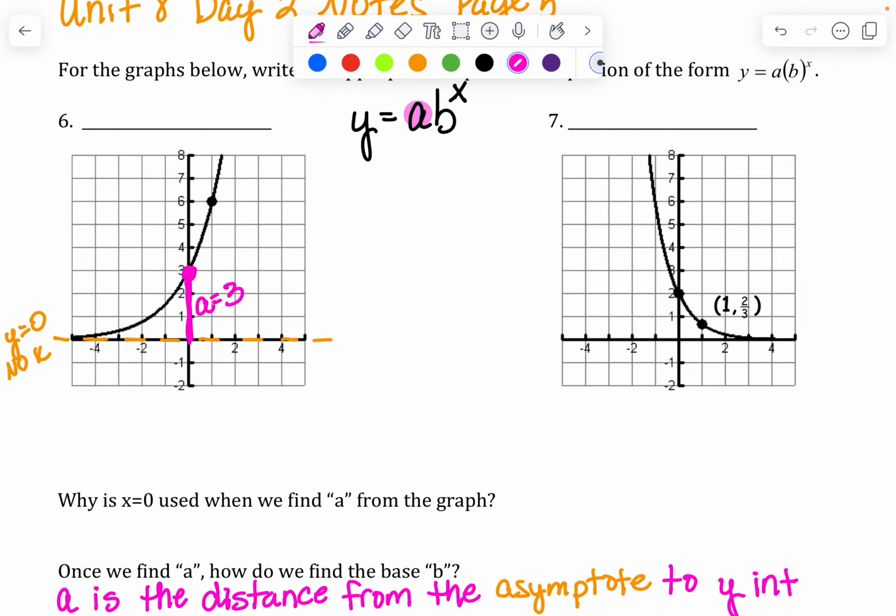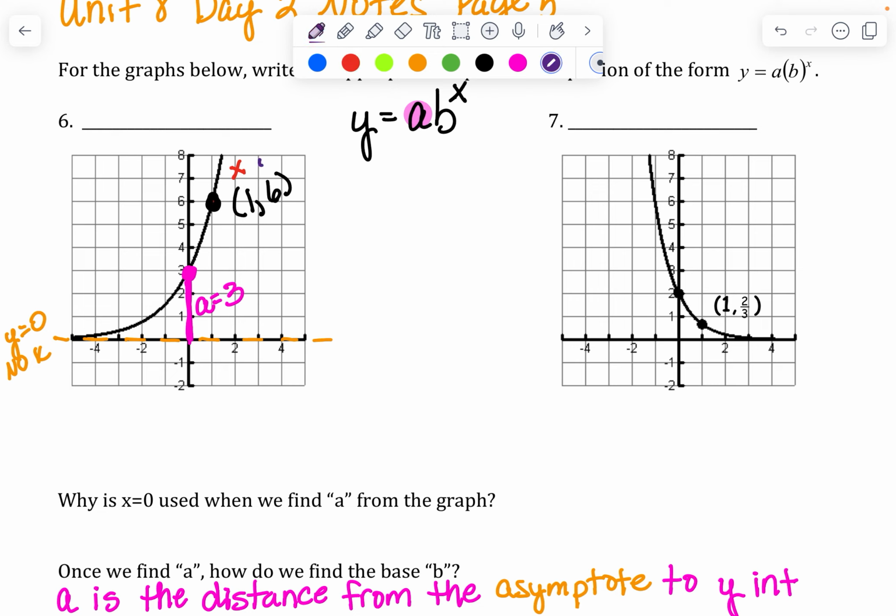So I am ready to write my equation. Once I have my A, once I have my B, I'm good. So here we go. My equation is y equals 3, and then I usually put my B in a parenthesis, to the x power, and that's how you do a problem like that.